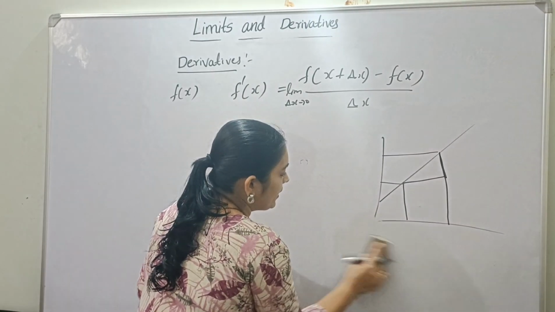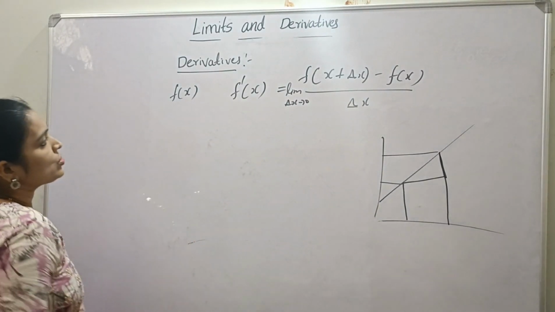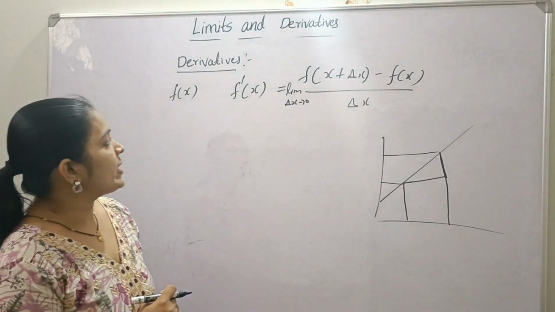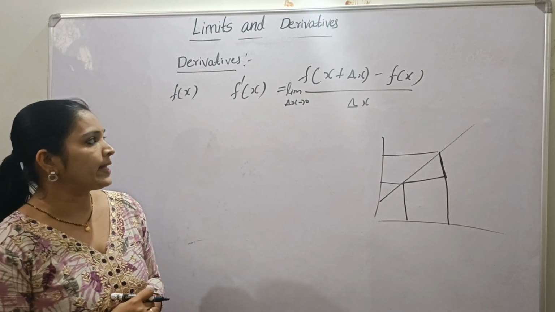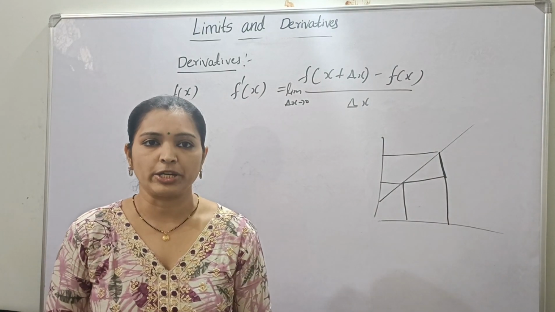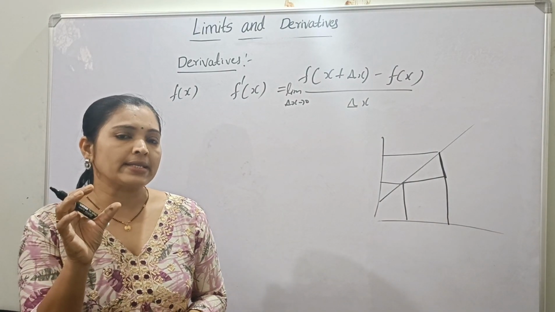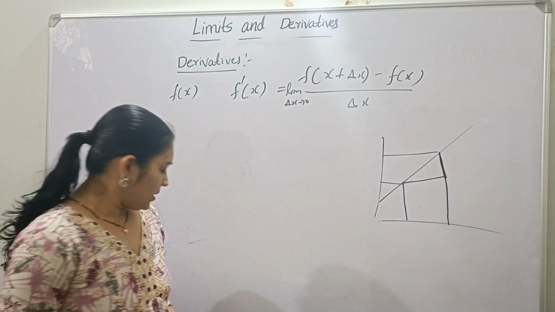It is also a definition of derivative. So remember this one: f dash of x is equal to limit delta x tends to 0, f of x plus delta x minus f of x divided by delta x. Here delta x is the change of x.